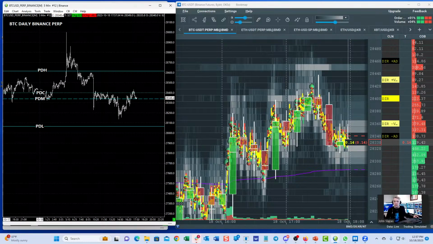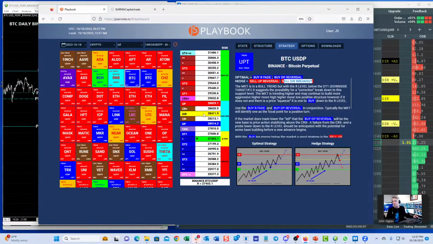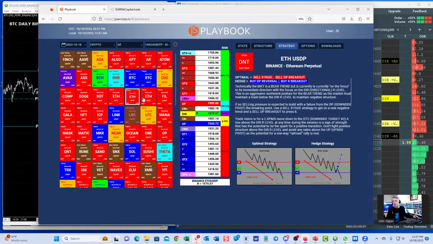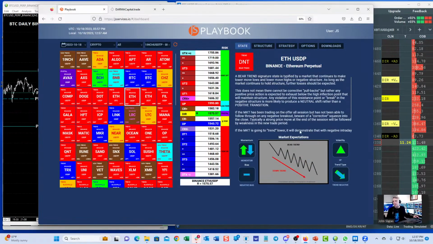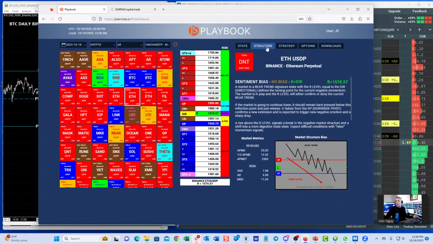And the playbook and the price map structure, this is a weapon. Everything's standardized. If we're looking at Bitcoin, okay, now we want to look at Ether. What's the state? Market's in a bear trend. What's a bear trend? It's the opposite of the bull trend: lower lows, lower highs. What's the structure of Ether? Well, it's a little different.